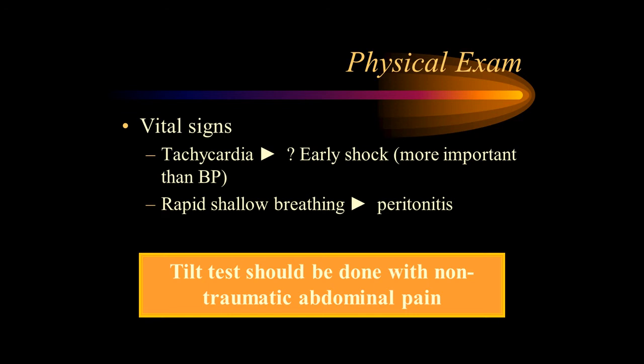If the blood pressure drops or the heart rate increases 20 beats or more from their resting position, then they are hypovolemic. Okay? Even though there may be no signs of external blood loss, someone who's had nausea, vomiting, or just the abdominal pain or diarrhea, by doing a tilt test on them, you can determine whether they're hypovolemic or not. Okay?